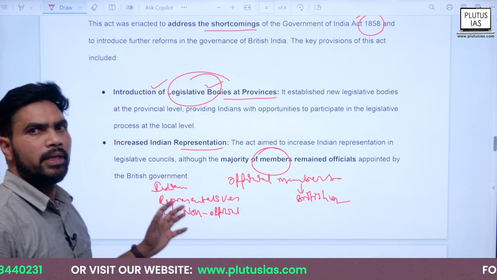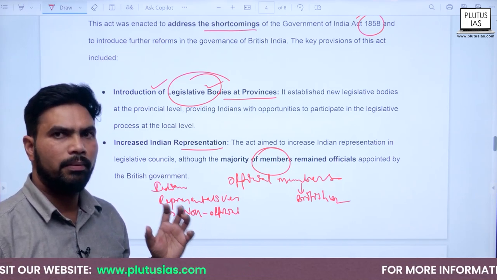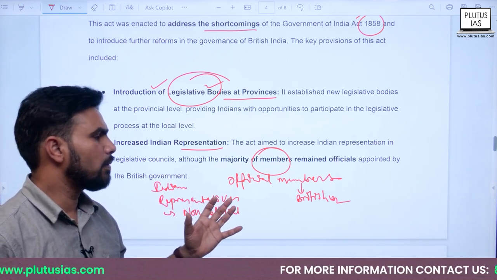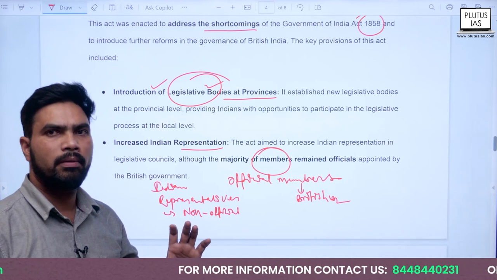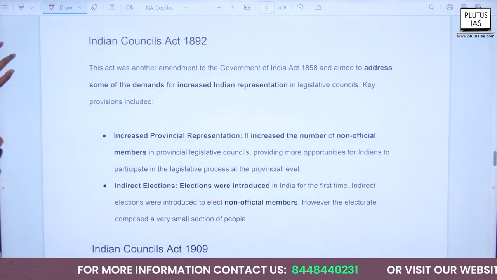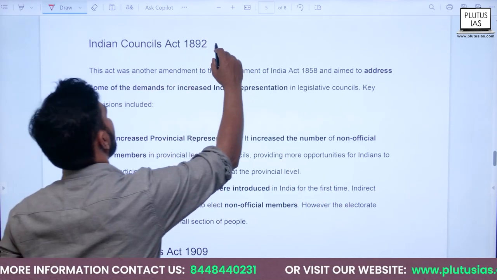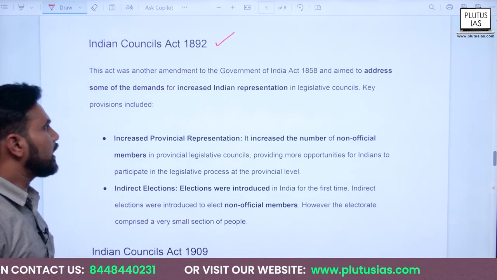Right. So this is the basic reference. Try to remember this difference. Official members are British members. The non-official members are Indians. Right. The next act is the Councils Act of 1892.